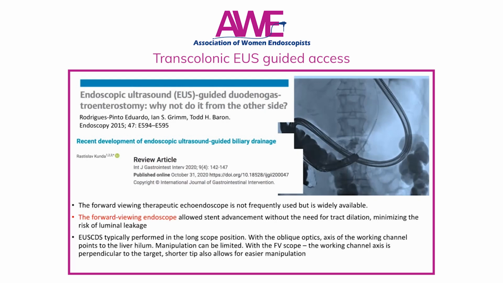And even for EUS-guided choledochoduodenostomies, which are usually performed in the long scope position, in that position, with the traditional curvilinear scope, we have oblique views, and the axis of the working channel points towards the liver hilum. Manipulation can also be limited. With a forward viewing scope, the working channel is perpendicular to the target, and the shorter tip also allows for easier manipulation.